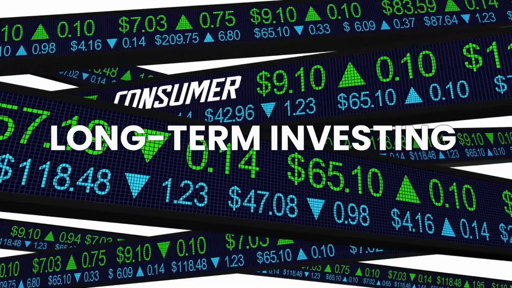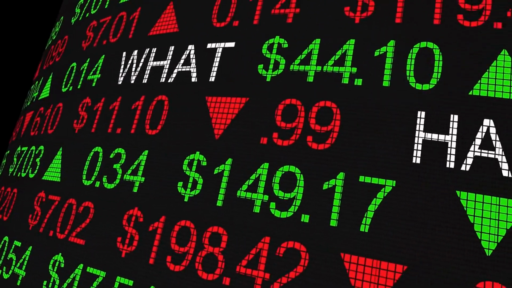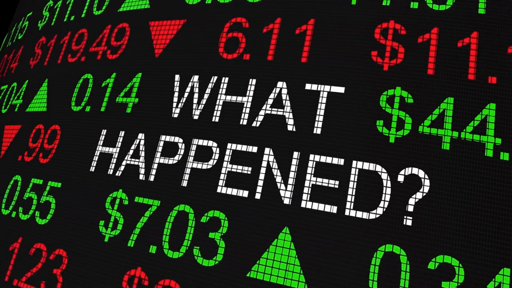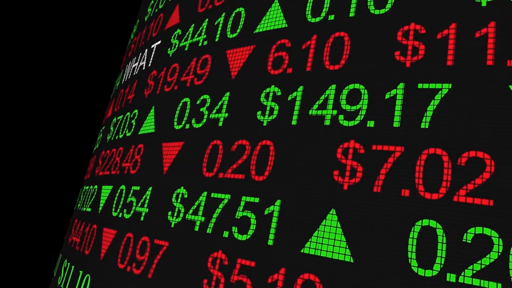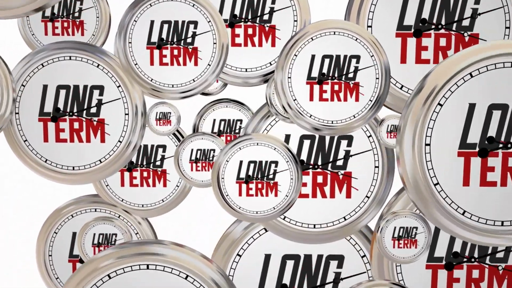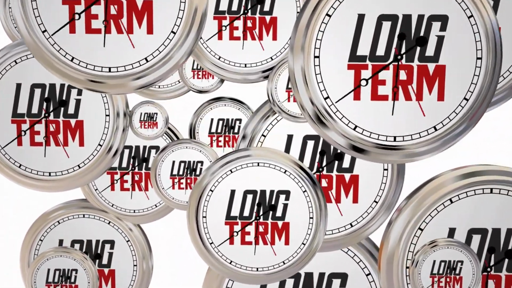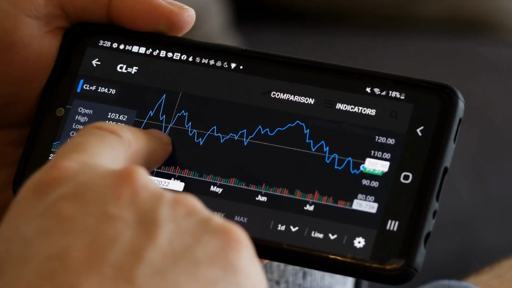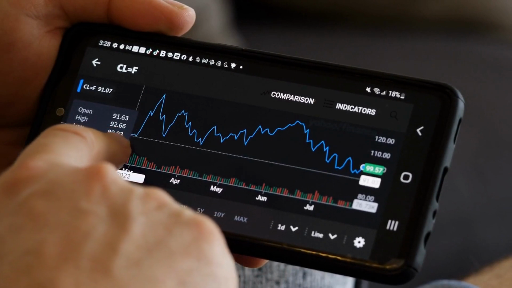Long-term investing. As the name suggests, this involves holding investments for a long period of time, typically 5 years or more, with the expectation that they will appreciate in value over time. Investors who use this technique aim to ride out short-term market fluctuations and focus on the long-term growth potential of their investments.